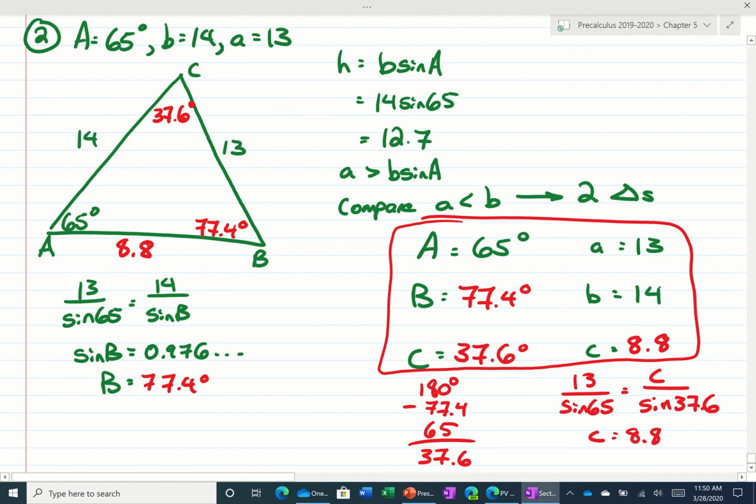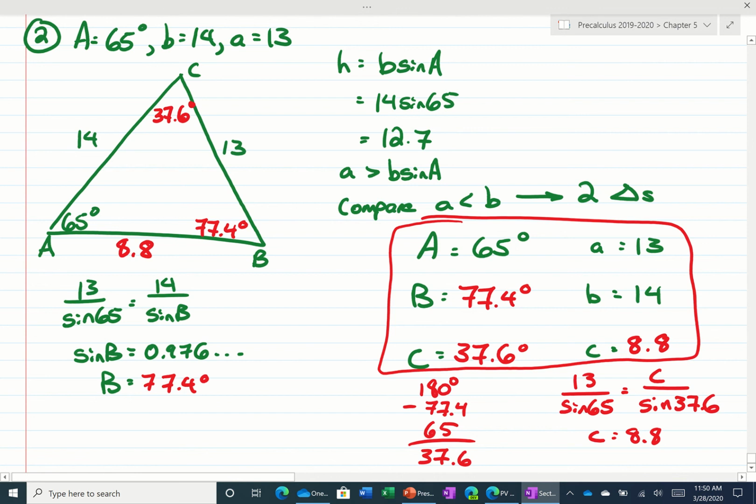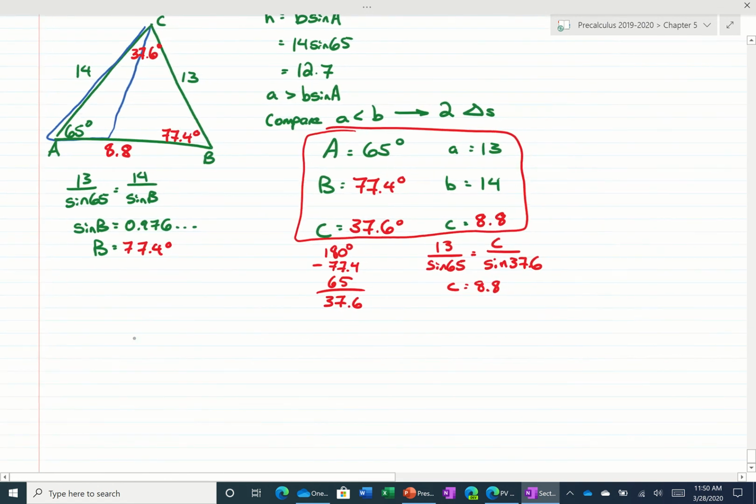The way that we get our second triangle is we take this side, that's 13, and we draw it over here. So this blue triangle is going to be our second one. Let me show you what that looks like. So we're going to have A, B, C. A is 65. We know that this side is 13 because I just moved this 13 over. This is 14. And I'm going to set up my second triangle.